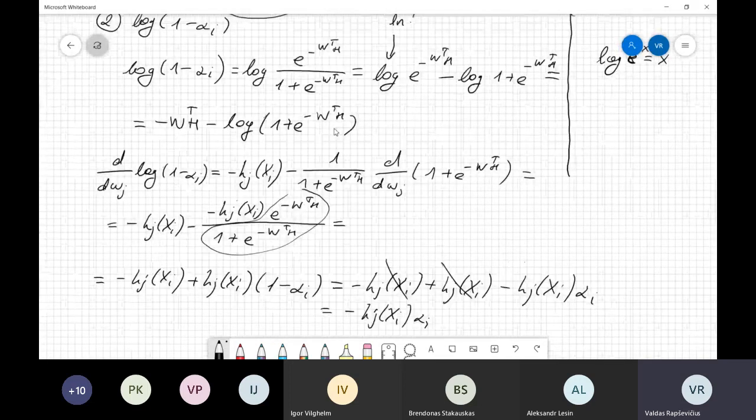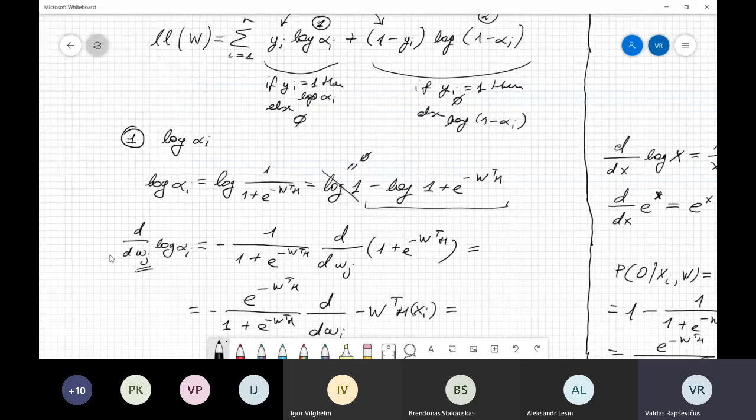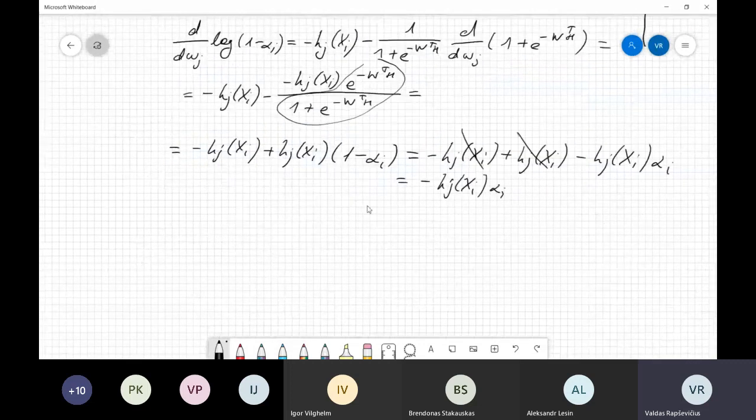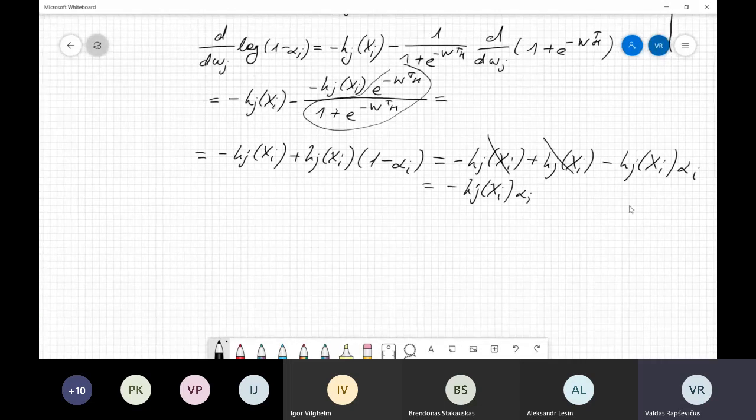Okay, so this is the second part. This was the second part. The first part and the second part, right? So this is the expression for the second part. Okay, so now let's plug it in.